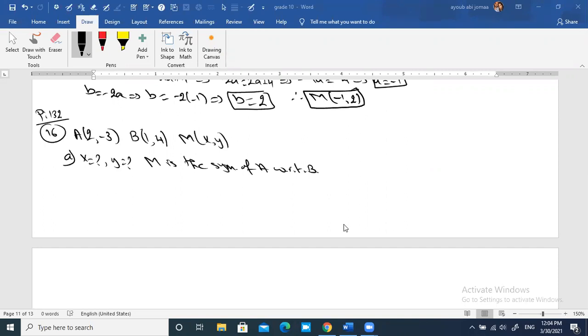Can you find the coordinates of x and y? No need to draw a figure. Okay, M is the symmetry of A with respect to B. What does it mean?